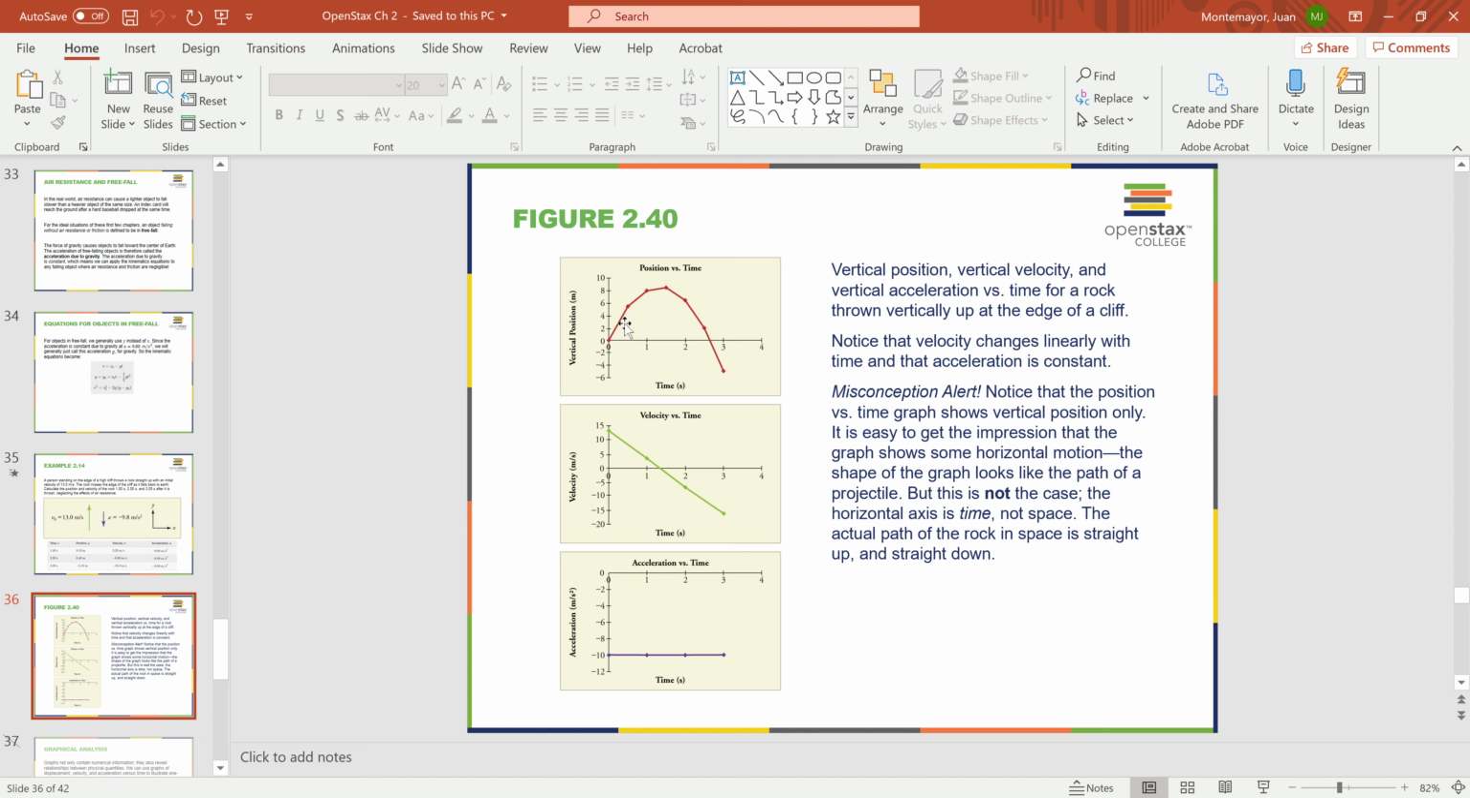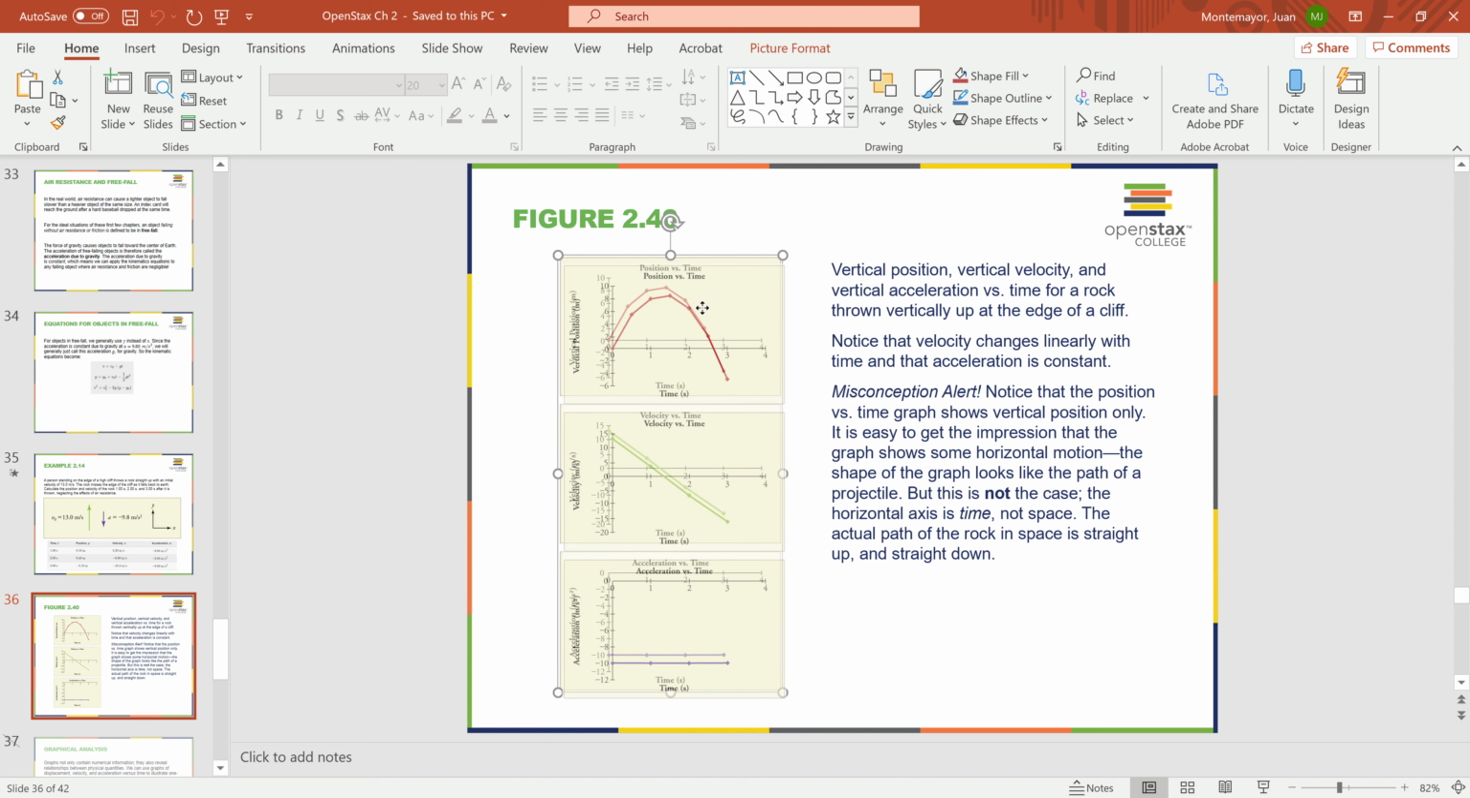So for here, like I mentioned, after 1 second, it was still going up. And between 1 and 2 seconds, it started going back down. And after 3 seconds, it was well on its way down. So this is where it started. Let's say that this is the cliff. And after 3 seconds, we were already looking down at the rock going down.